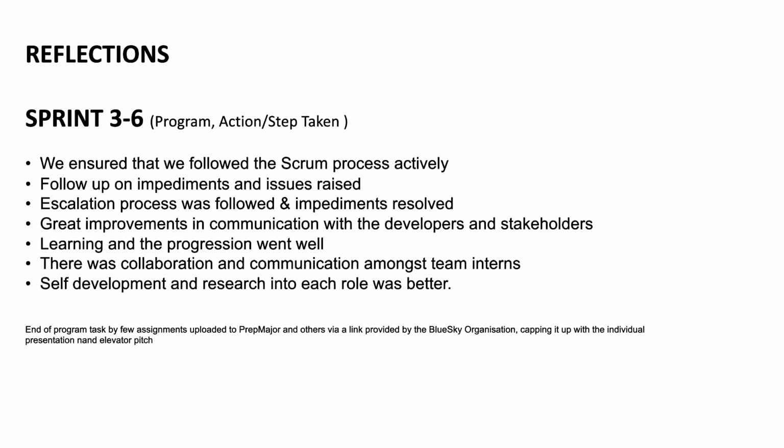By the time we got to sprint 3 onwards to sprint 6, we ensured that we follow the Scrum process actively, follow up on impediments as issues raised. The escalation process was followed and implemented, impediments resolved. Great improvements in communication with developers and stakeholders, and learning and the progression went well. There was collaboration and communication amongst team interns. Self-development and research into each role was better.